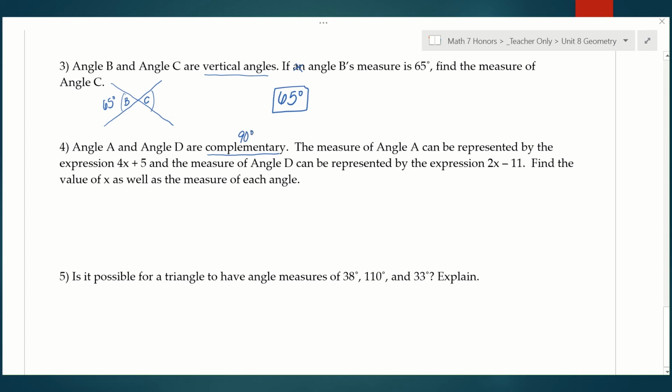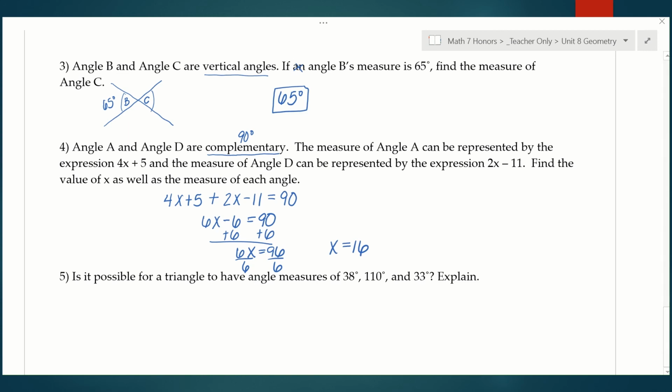So in order to figure out what the value of x is and the measure of each angle, I need to write an equation. So I'm going to start by saying angle A, which is 4x plus 5, plus angle D, which is 2x minus 11, needs to equal 90 degrees. Okay, and so I can solve it from here. If I combine like terms, I get 6x minus 6 equals 90, which then I would add the 6, and then I would divide by 6, and I would get that x is equal to 16. Okay, so I'm almost there.